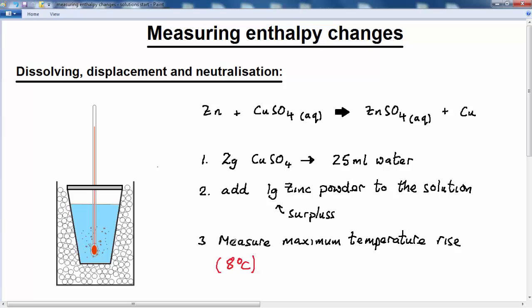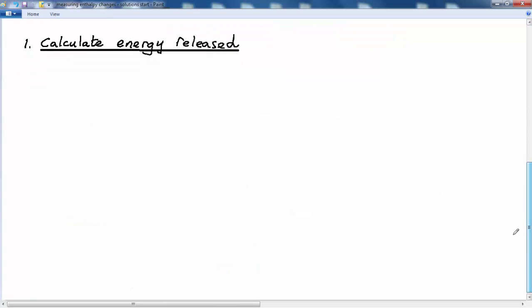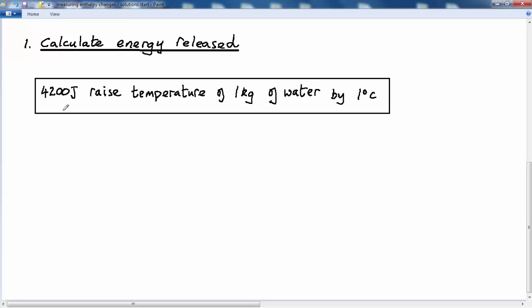Now then, what we're going to do is use this to work out how much energy was released during the reaction. So we move down a bit, and we're going to calculate the energy released. So we need to know the specific heat of water. And basically, when water is heated, 4,200 joules of energy will raise the temperature of 1 kilogram of water by 1 degree Celsius. All right? We can state this in a slightly different way by saying that the specific heat of water is 4,200 joules per kilogram per degree Celsius.